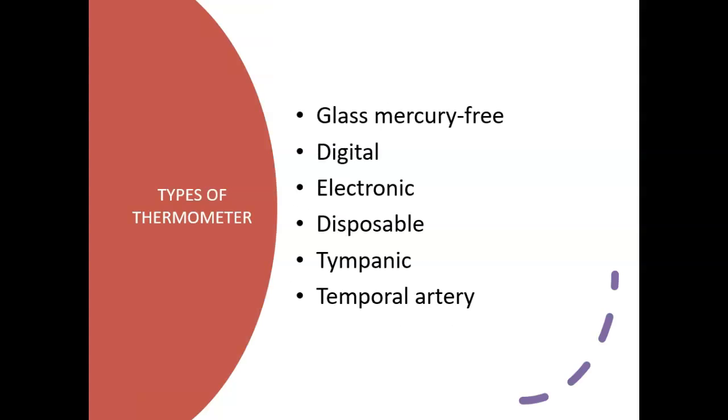There are different types of thermometers. There's a glass mercury-free thermometer. They used to have mercury in the middle of those glass ones, and they no longer make those because mercury is dangerous and toxic if they break. So if there's a glass thermometer, it should not have mercury in it. It'd be a mercury-free type substance. There are digital thermometers, electronic thermometers, disposable thermometers, and tympanic again. Tympanic is the ear, which comes from tympanic membrane, which is your eardrum. And temporal is the forehead, because your temporal artery is on your forehead.